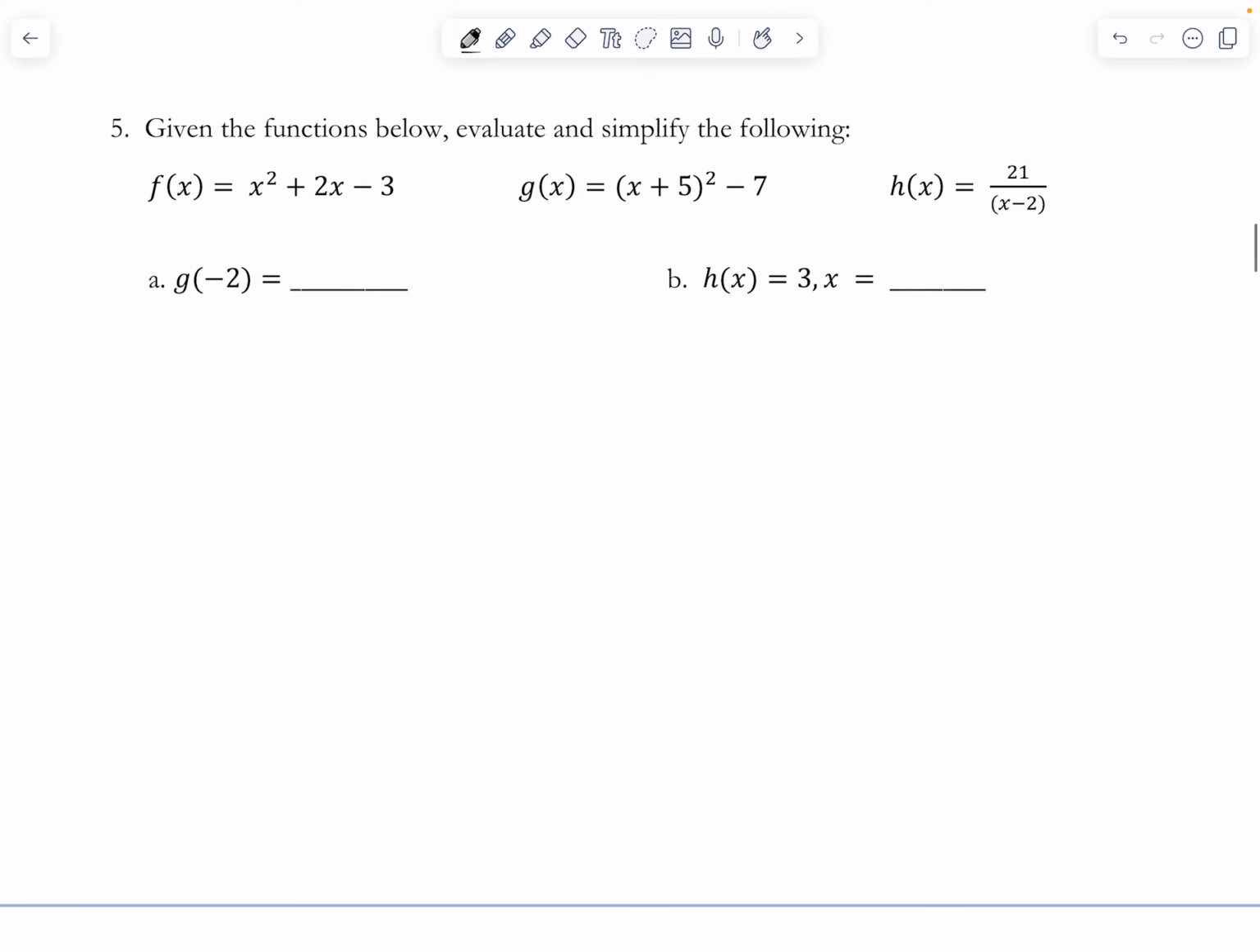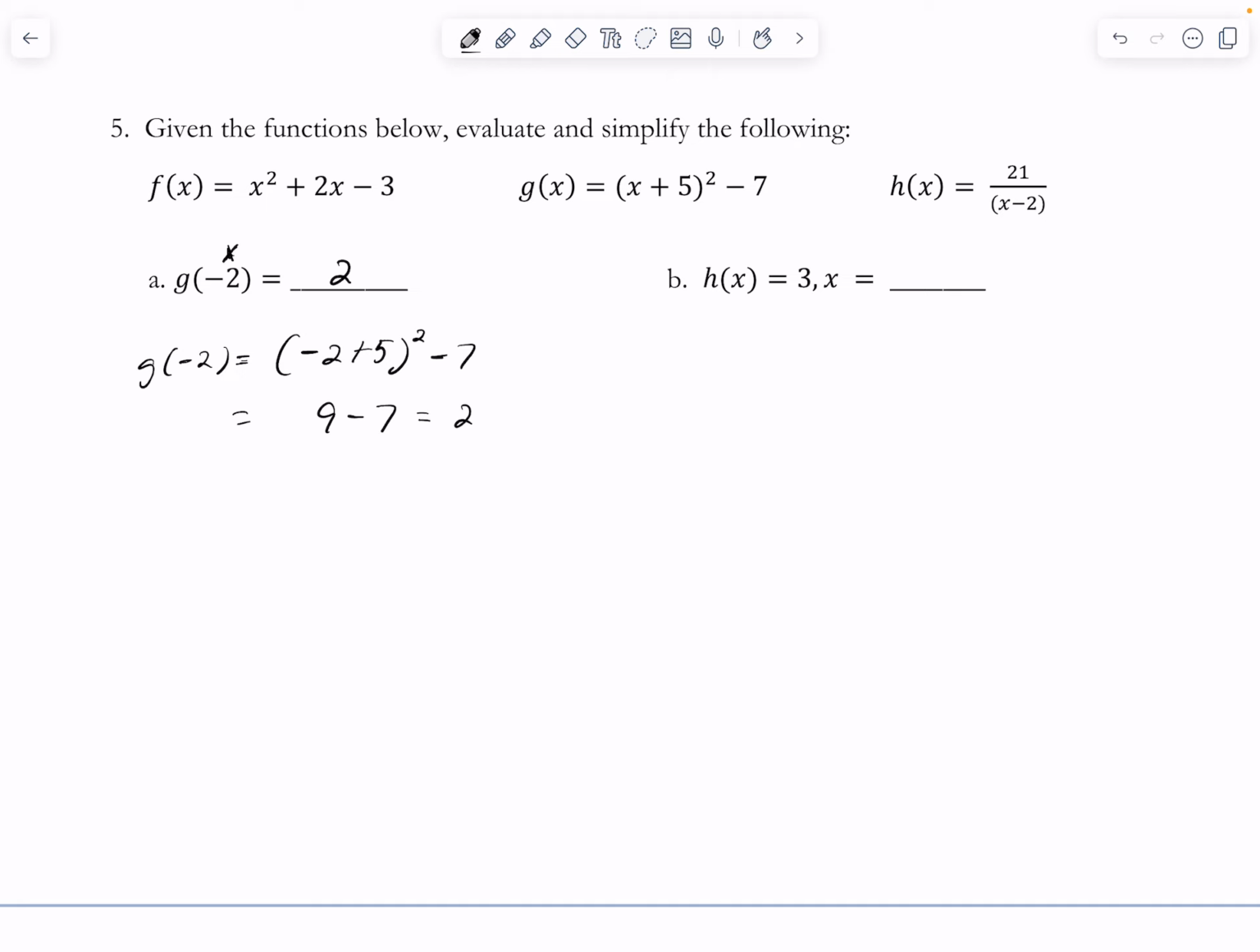Okay, so given the functions below, evaluate and simplify the following. So this one says g of -2. So I'm going to replace that -2 where it says x. So g of -2 equals -2 plus 5, all of that squared, minus 7. -2 plus 5 is 3. 3 squared is 9. And 9 minus 7 is equal to a positive 2. Let's do the next one.